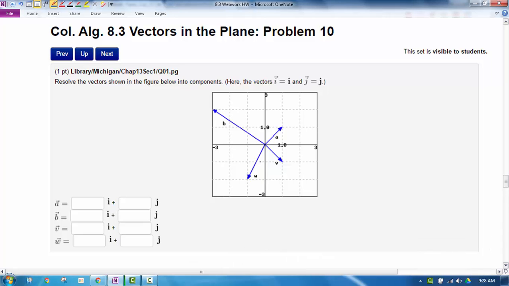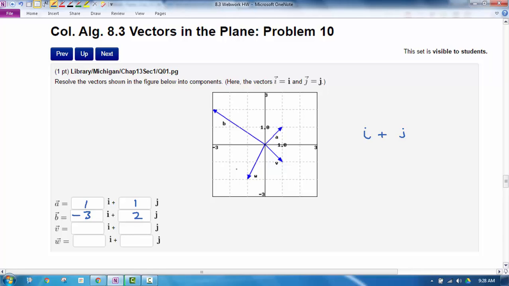Okay, let's do a little more practice with I and J. So this next one wants me to give A. A goes over 1I, and then it goes up 1J. So A would be the vector 1I, 1J. Let's look at B. B goes back 3 up 2, so that'd be negative 3I, 2J.